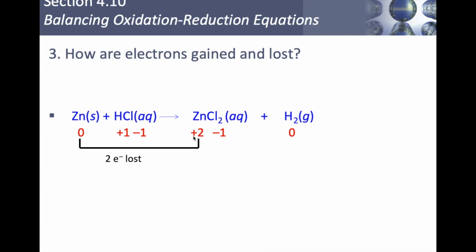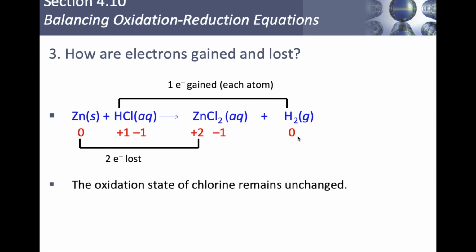And remember, that means that that would be oxidation. Oxidation is losing electrons. So zinc is actually undergoing oxidation. Hydrogen, on the other hand, is gaining an electron. It's going from a +1 to a 0. So it is going through reduction in that situation. Remember, reduction is gaining. And like I said, keep in mind, chlorine remains unchanged in the reaction. It's just kind of like hanging out.